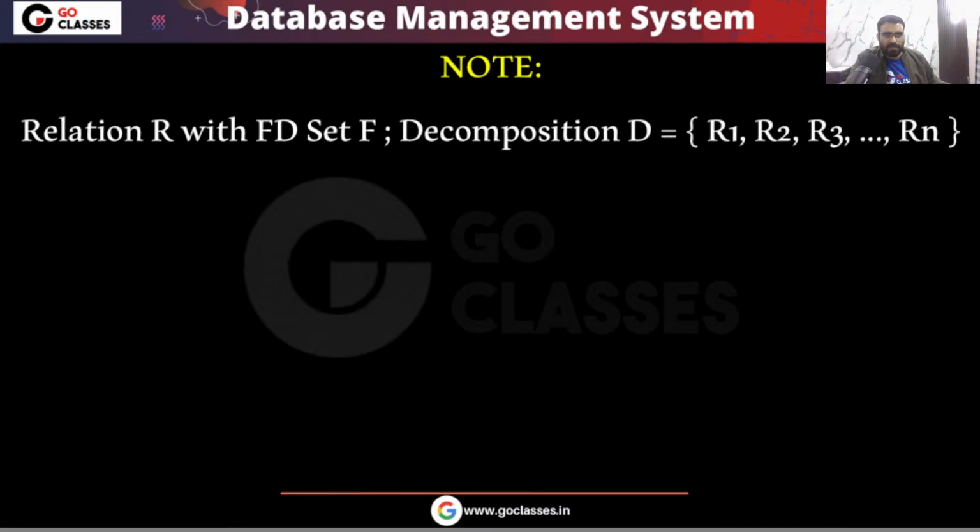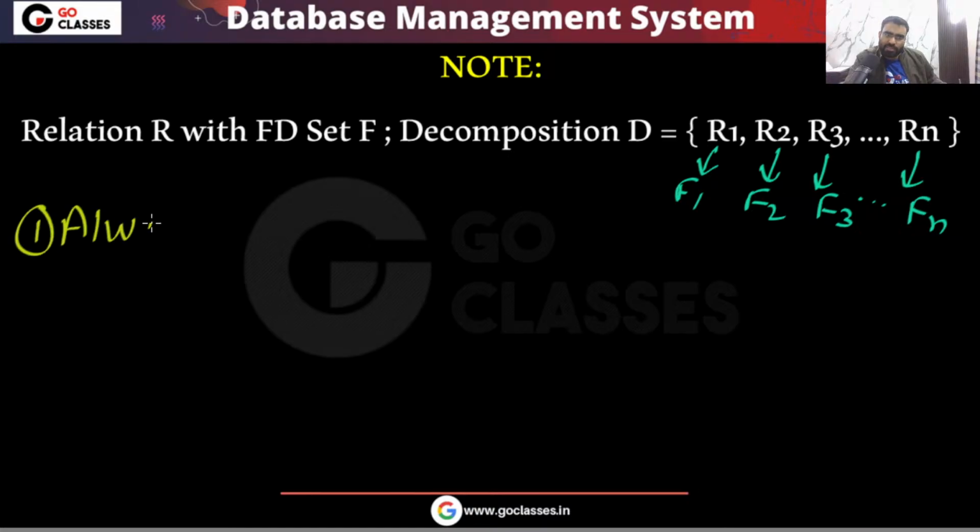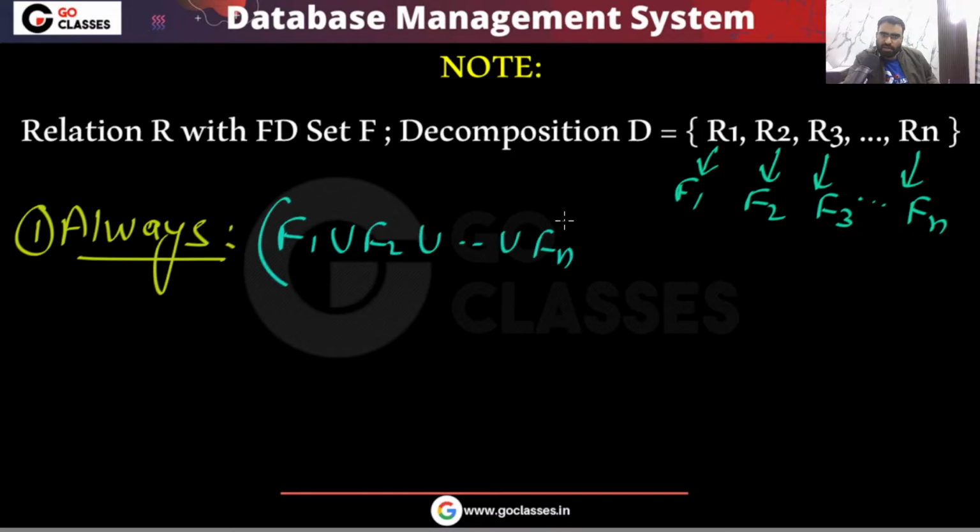Okay, let's see the next. So you have a relation R with the FD set F and you have this decomposition. Let's assume that R1 has FD set F1, R2 has FD set F2, R3 has FD set F3, and Rn has FD set Fn. So these are the FD sets of the decomposed relations. Then here remember there are three things. What is the first thing? First thing is what always happens. It always happens that if you do F1 union F2 union Fn and take the closure, that will always be a subset of F closure.